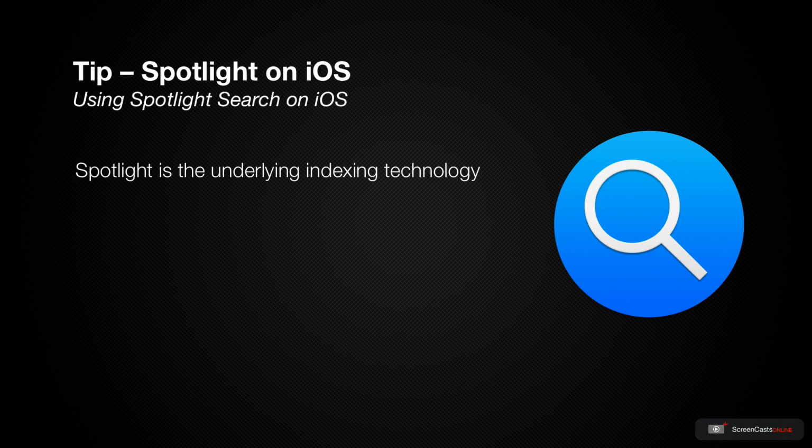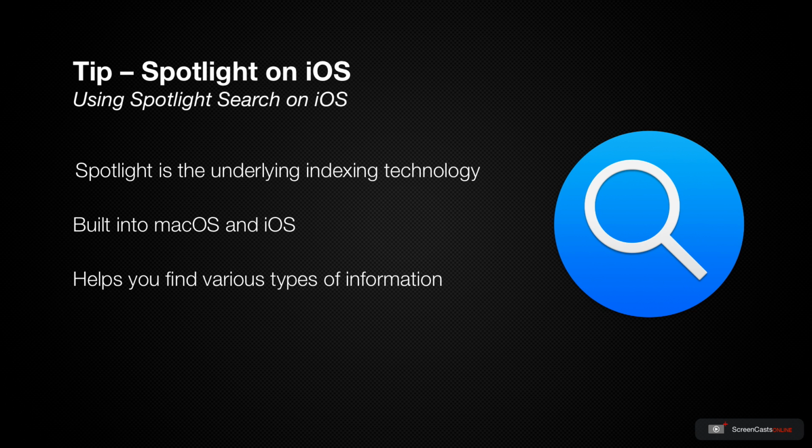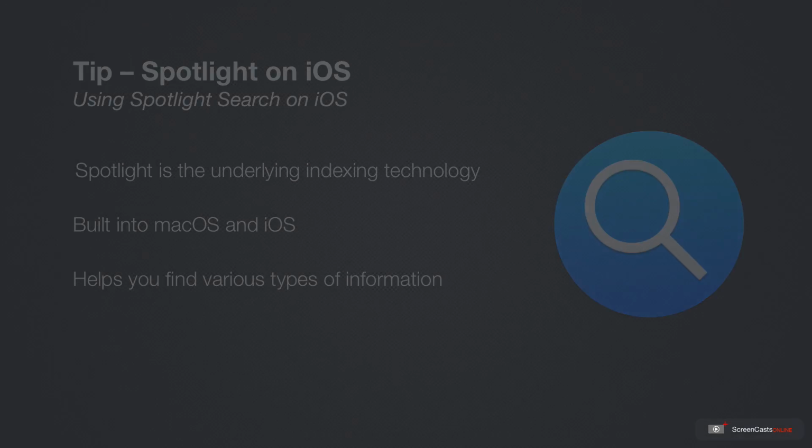Spotlight is the underlying indexing technology built into both the Mac and iOS, and it allows you to quickly find many different types of information on your Mac and iOS devices. Now, this week I'll be taking a look at Spotlight on iOS.